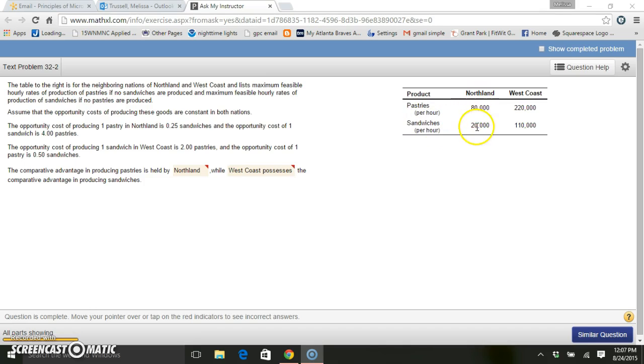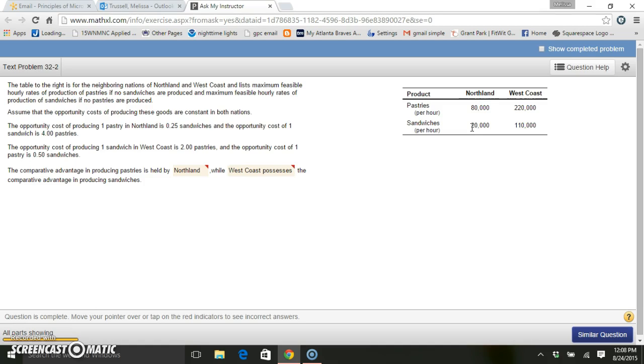It's really just a matter of doing a division here. So the opportunity cost for producing one pastry is a fourth of a sandwich, because you can see that to get from 0 pastries to 80,000 pastries, they have to give up all these 20,000 sandwiches. Does that make sense? If they're making 0 pastries, they can make 20,000 sandwiches. But if they want to make 80,000 pastries, they can make 0 sandwiches. So that's what the table tells us here, and that gives us our opportunity cost. In order to make 80,000 pastries, they had to give up those 20,000 sandwiches.